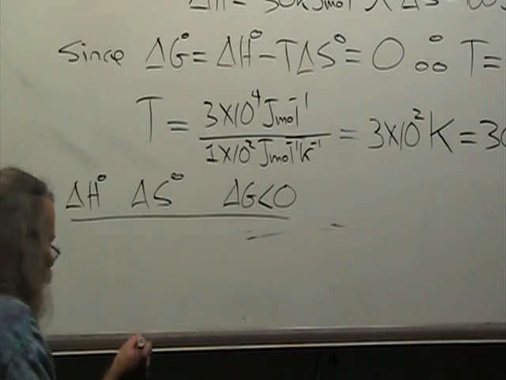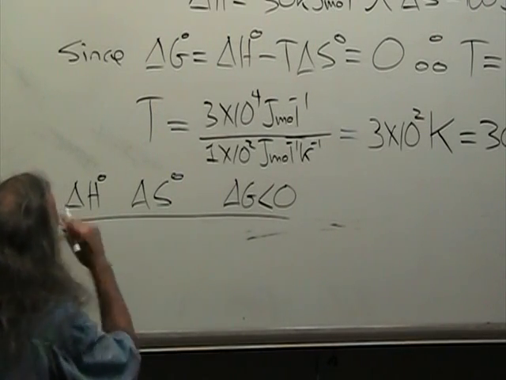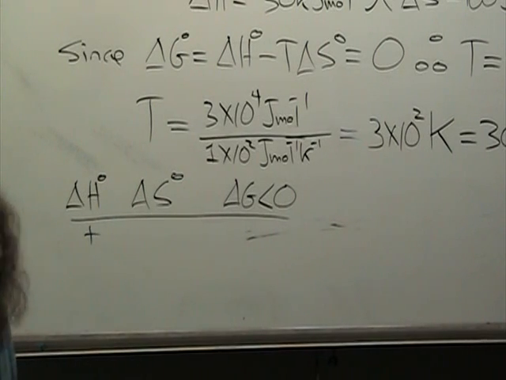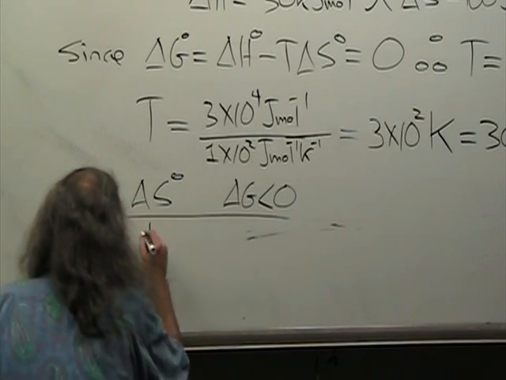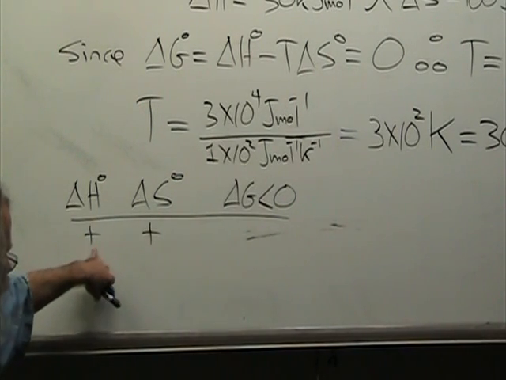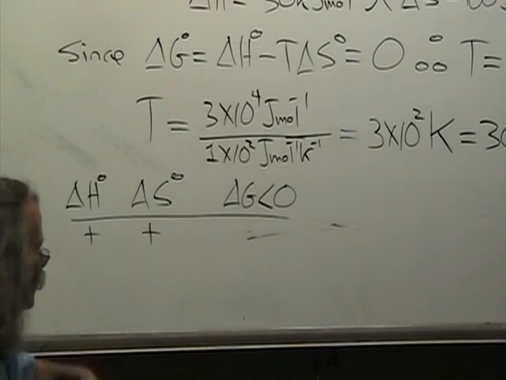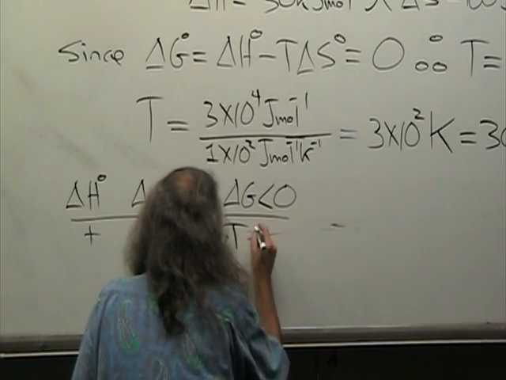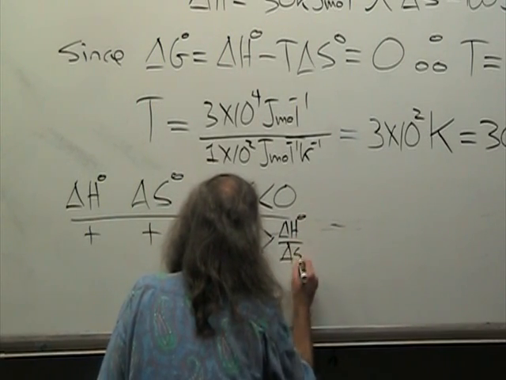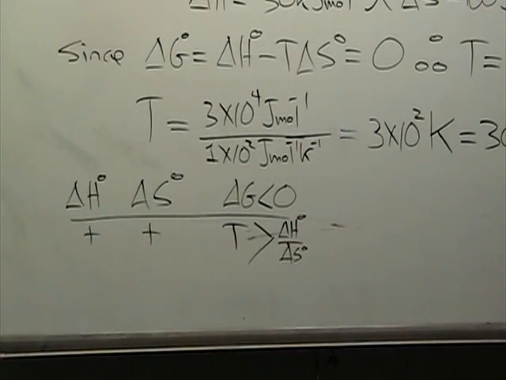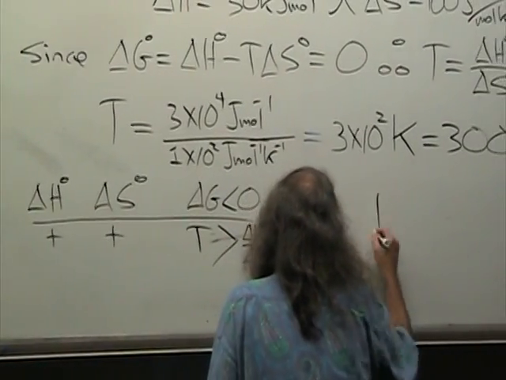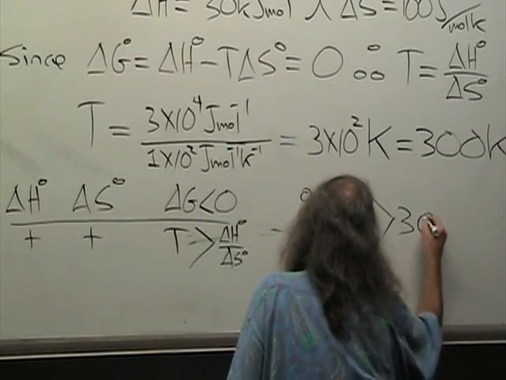At what temperature is it going to be spontaneous? Now we had a positive enthalpy, right? And we had a positive entropy. And so delta G is going to be less than 0. Since this is positive, it's only going to be less than 0 when temperature has to be greater than delta H naught over delta S naught. That's absolutely true. And so therefore, T has to be greater than 300 K.